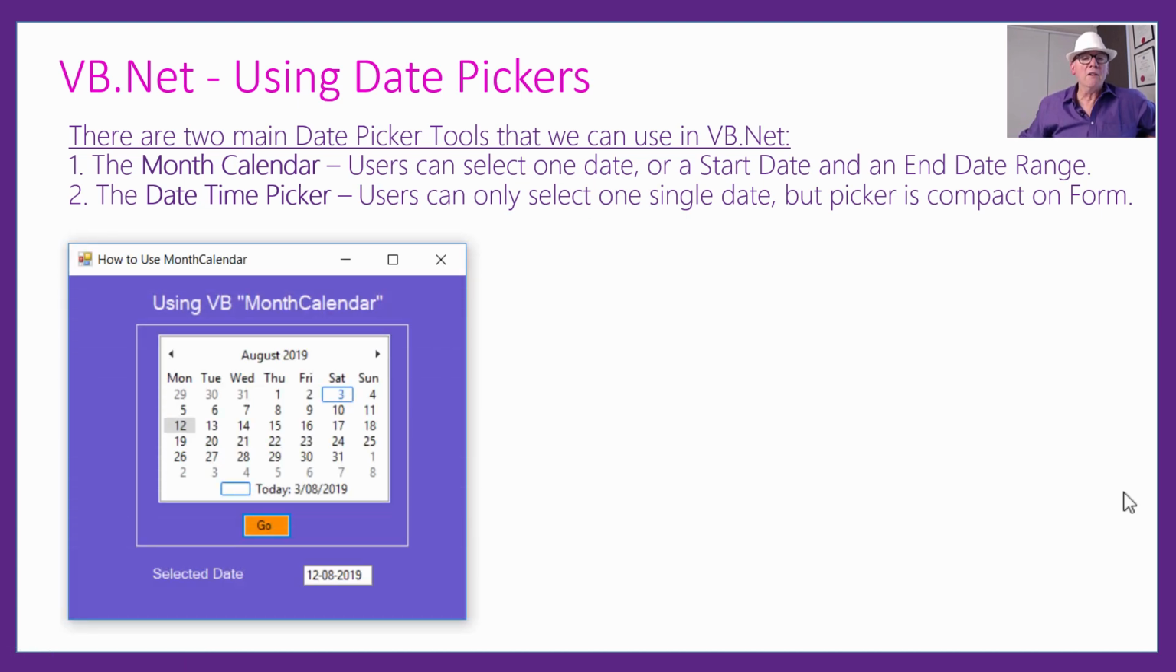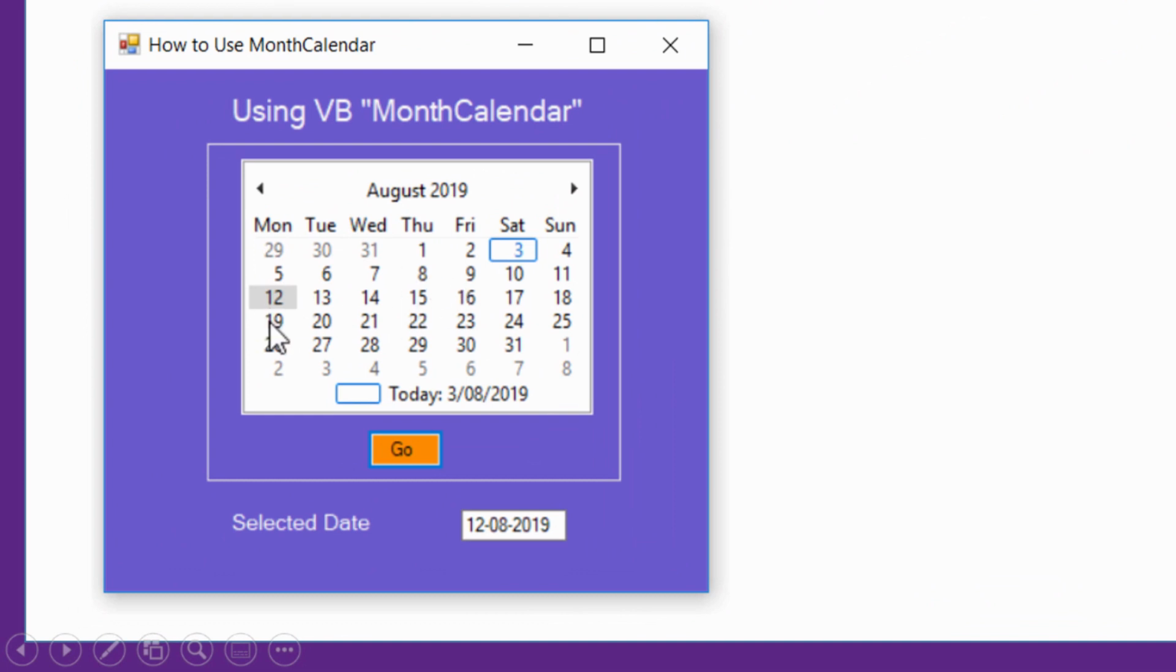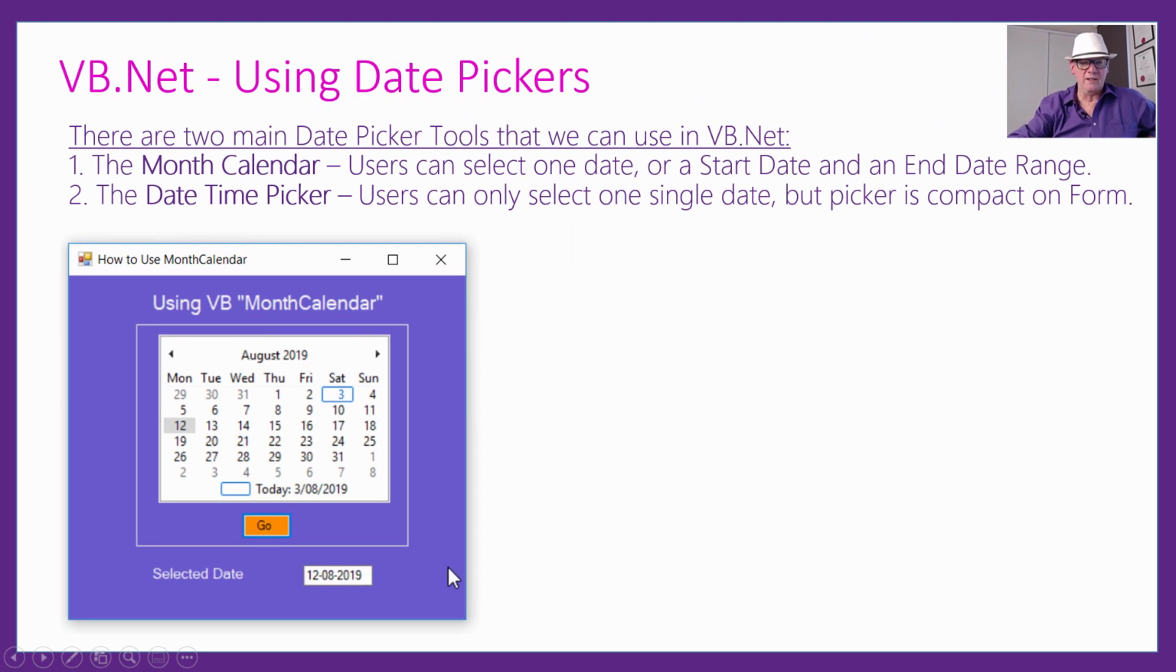All right, so the month calendar picker is the first one, and this is good because you can see the full month calendar on there. And you can just pick and click a date. So the idea here was you pick the date, click go, and it would show that date. So the 12th was the one that was clicked, so it shows it down here as the selected date that the user selected.